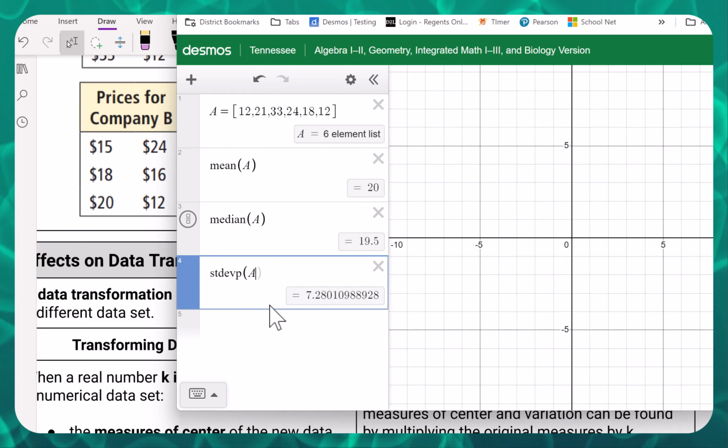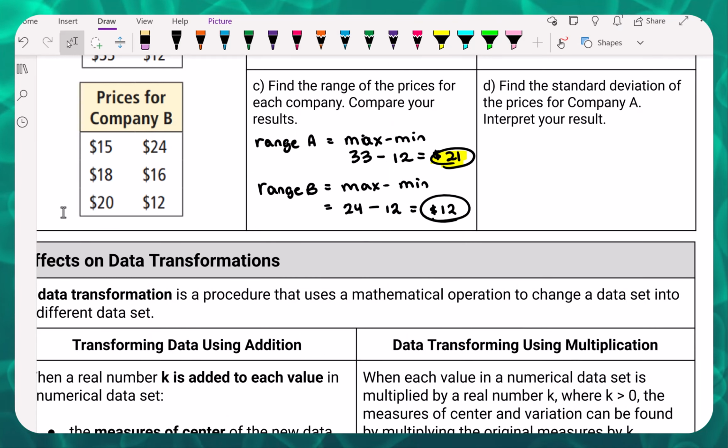So the difference between no P and P, if you don't use P, it's using something called sample standard deviation. And we're not going to use that until chapter 8. So just make sure that you put a little P there for your standard deviation. So we're going to write down 7.28 for our standard deviation, which is $7.28.